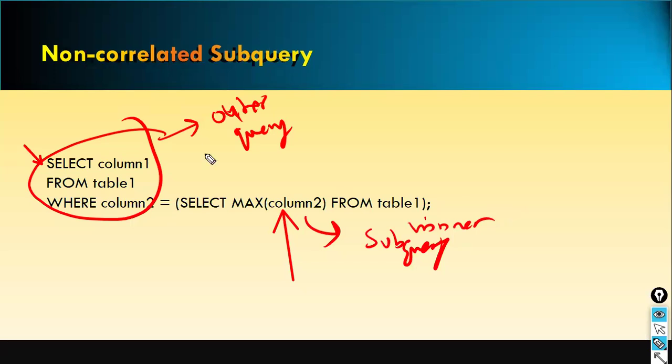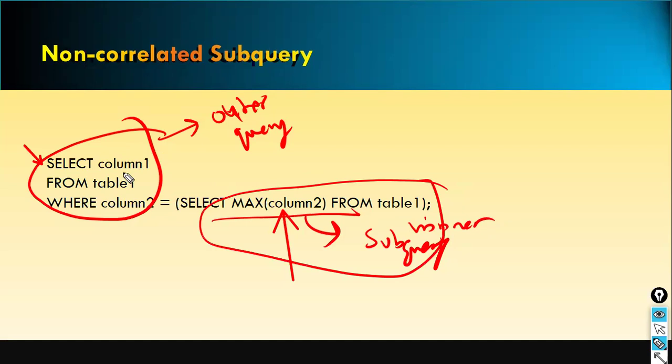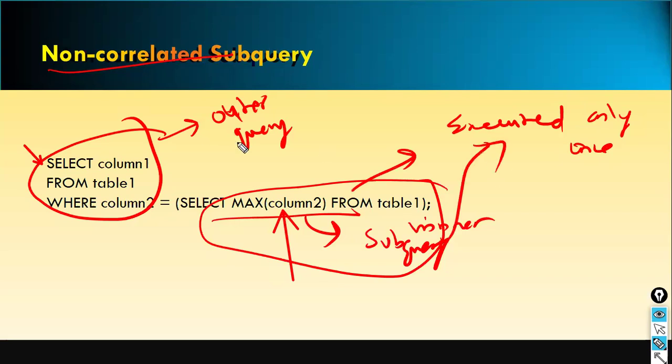So in this case, what happened? This subquery is independent of the outer query. This is nowhere depending on the outer query. This is called your inner query or subquery, and this query is nowhere depending on this outer query. That is what is called a non-correlated subquery. In this case, this subquery is executed only once. Definitely they'll ask you in the interview, this is executed only once. The subquery will get executed only once, and the result of this subquery is used by your outer query to perform further processing.